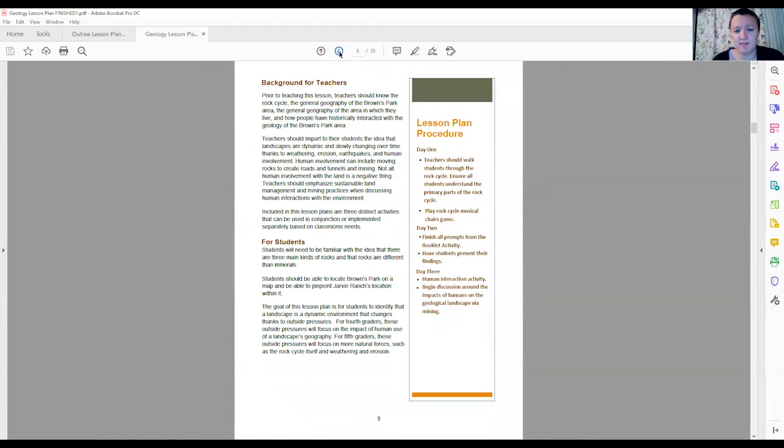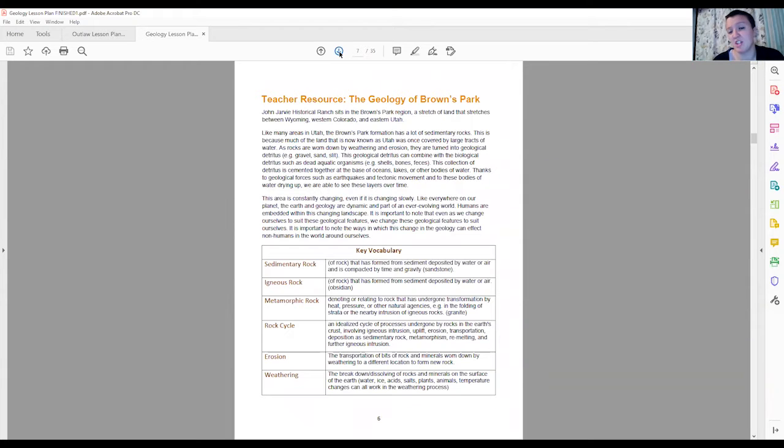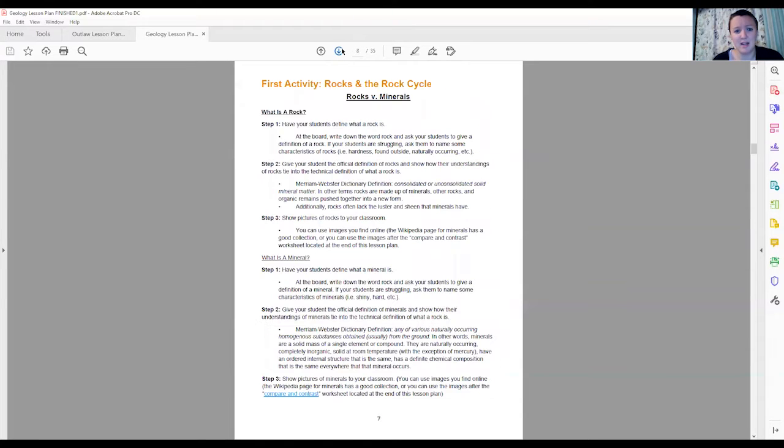The first part of this is just some general background about the geology of Browns Park. This includes that it's mostly sedimentary rocks and how that ties into Utah's geology in general. This is not part of the lesson plan itself and is more for educators to know for themselves, so that they can have a broader context on what they are teaching and can answer their students' questions as they arise.